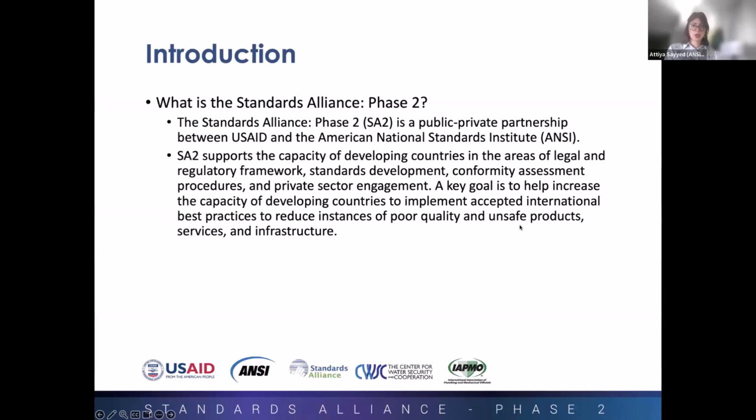And firstly, I'd like to introduce ANSI, the Standards Alliance Phase 2, and share a little bit more about why standards matter in the WASH sector. So standards play a pivotal role in ensuring the quality, safety, and reliability of water and sanitation services by providing guidelines for infrastructure, processes, and products. They serve as benchmarks for performance and capabilities and facilitate effective management, innovation, and international cooperation in addressing WASH challenges.